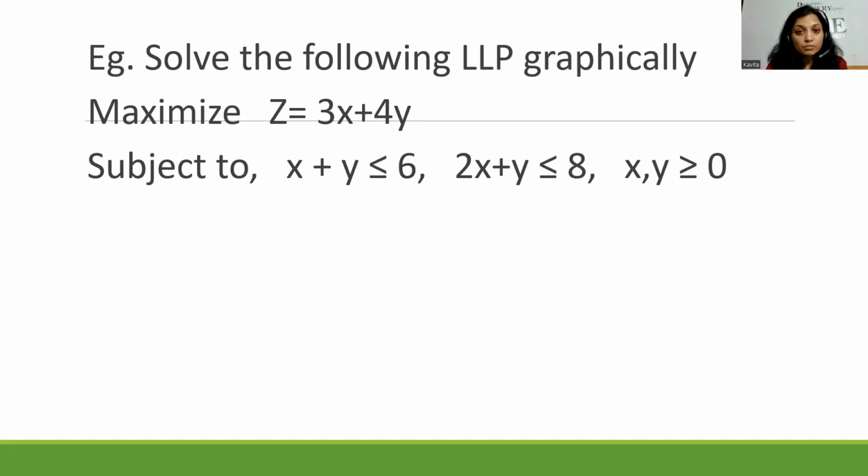This is constraint number 2. So the first one, z is equal to 3x plus 4y, is your objective function, and subject to these two equations, which are your constraints, x and y are greater than or equal to 0. This is the non-negativity condition.